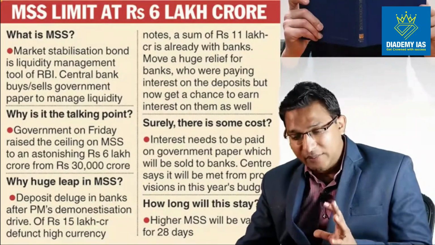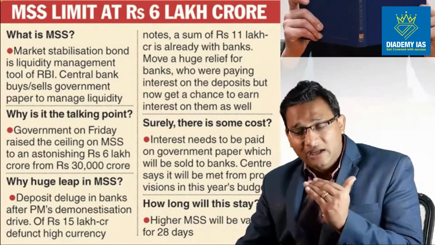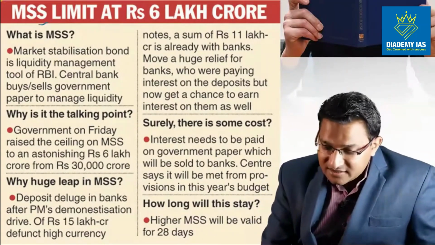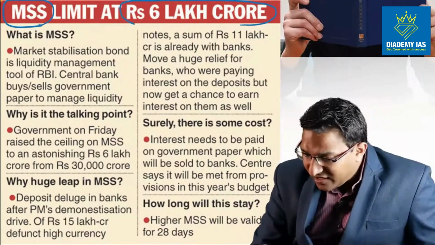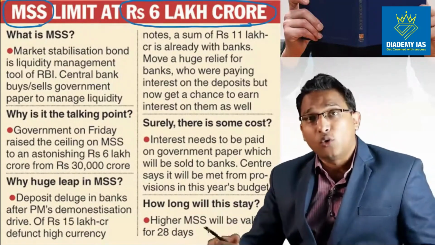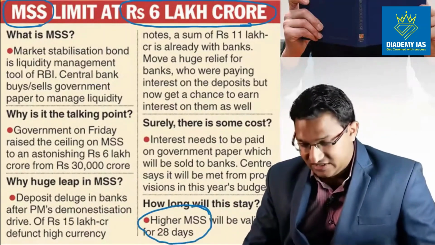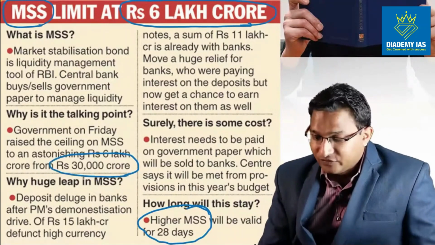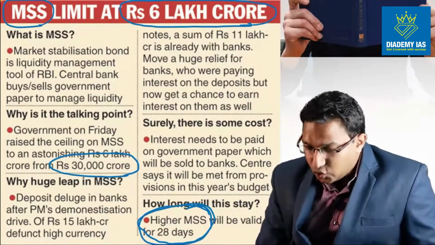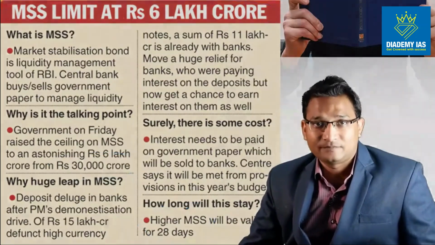So this image I have taken from a newspaper of 2017. In 2017, this MSS limit was increased to 6 lakh crore. So the RBI was allowed to issue the bonds up to 6 lakh crore for a period of 28 days, right? Earlier this limit was 30,000 crore. Now it was allowed to be increased to 6 lakh crore for a period of 28 days.